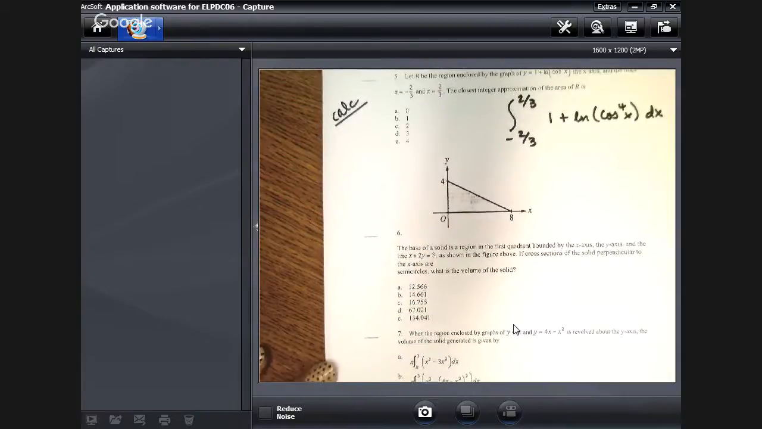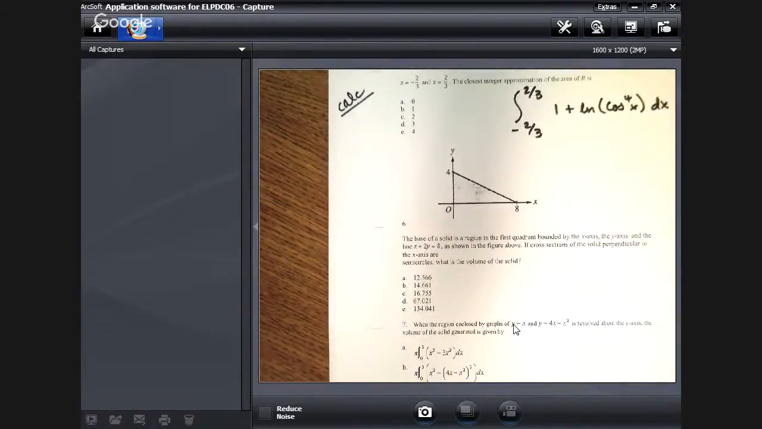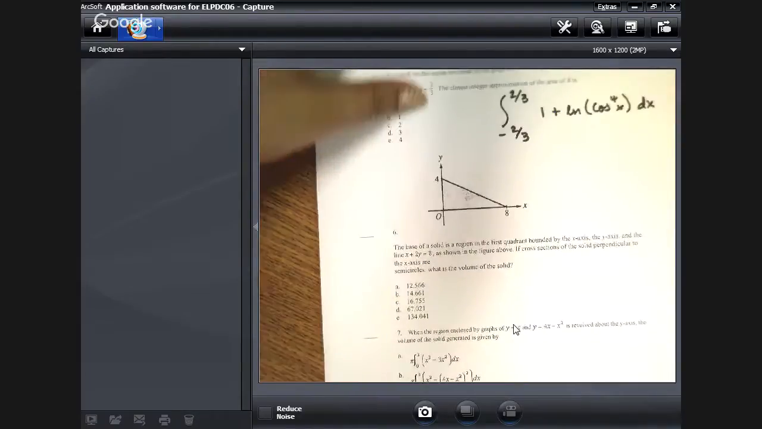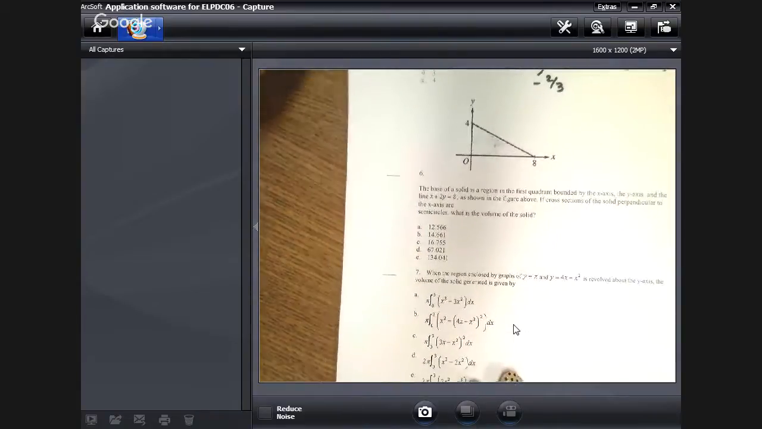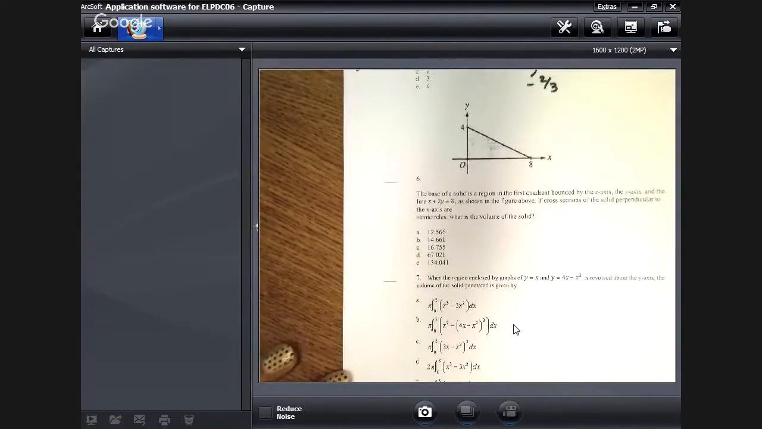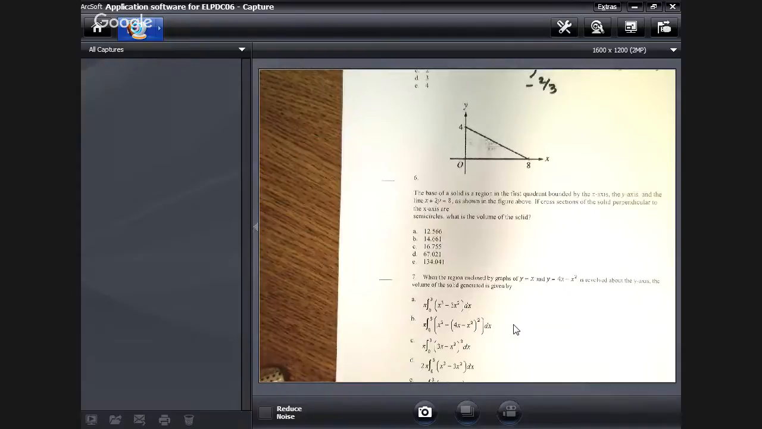I have a lot of calculator active questions on this handout, don't I? By the way, all of these problems came from old released AP exams. So you get an idea of the difficulty over the years of how hard these questions were.